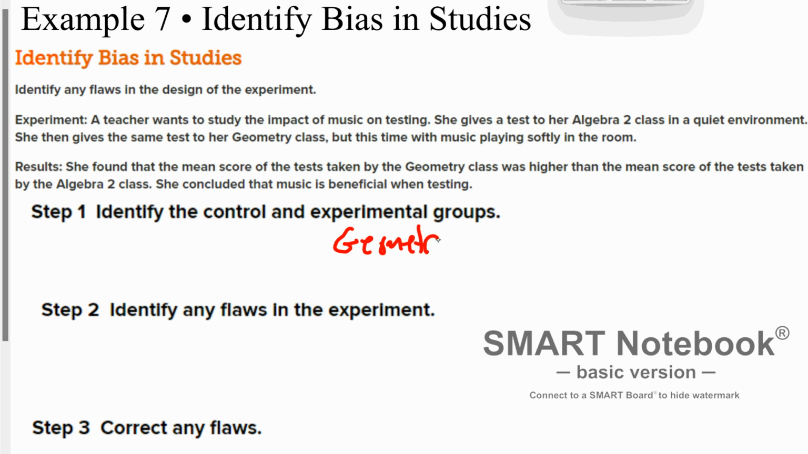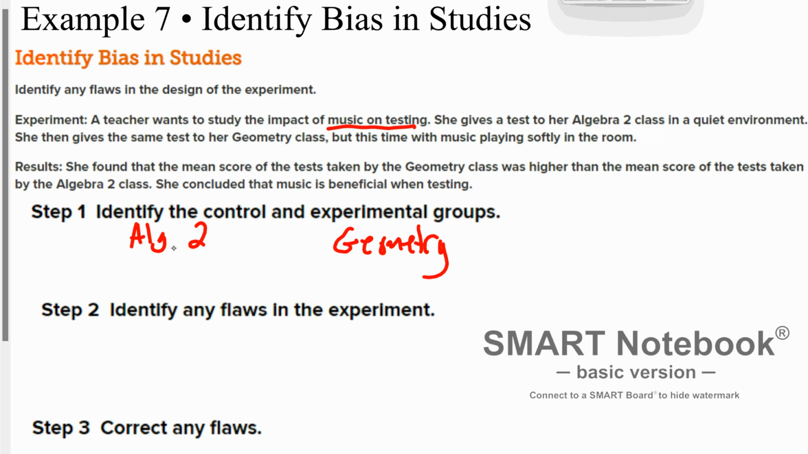While the Algebra 2 class takes the test in a quiet environment, and the change the teacher wants to measure is the effect of the music on the test taking. Algebra 2 is going to be the control group. So this is the control. Algebra 2 would be the control group because they're not testing with the music, right? Okay, so those are our control group and experimental group.